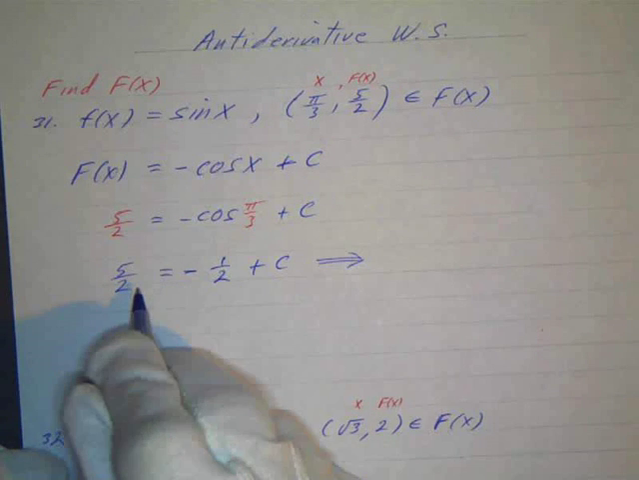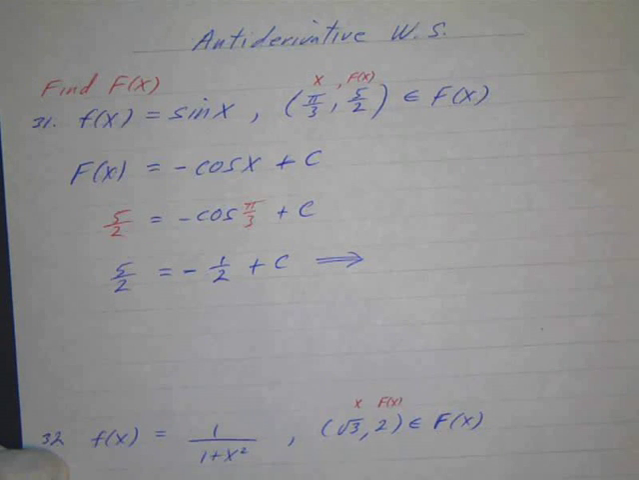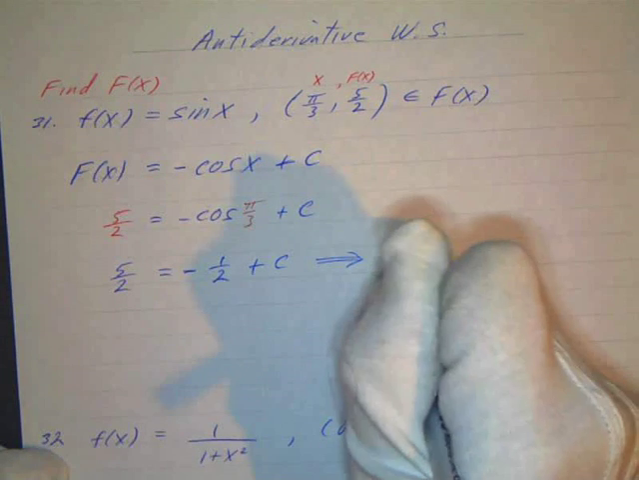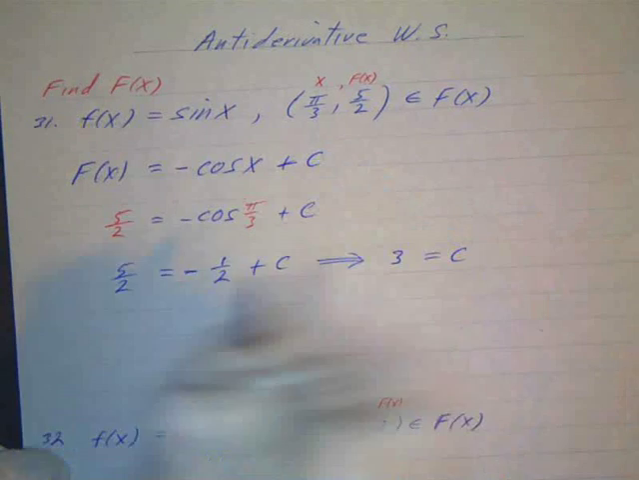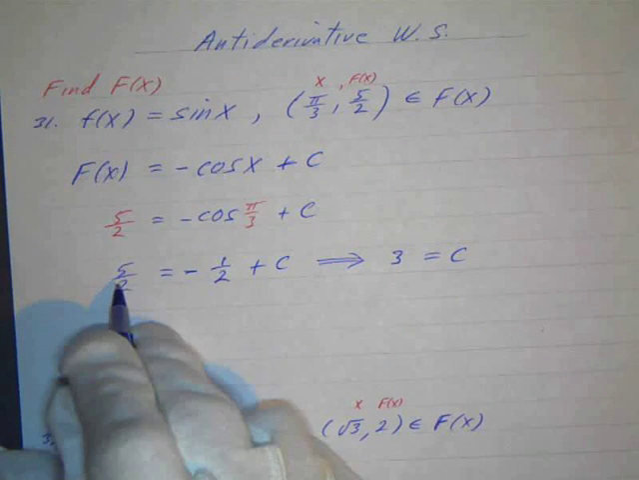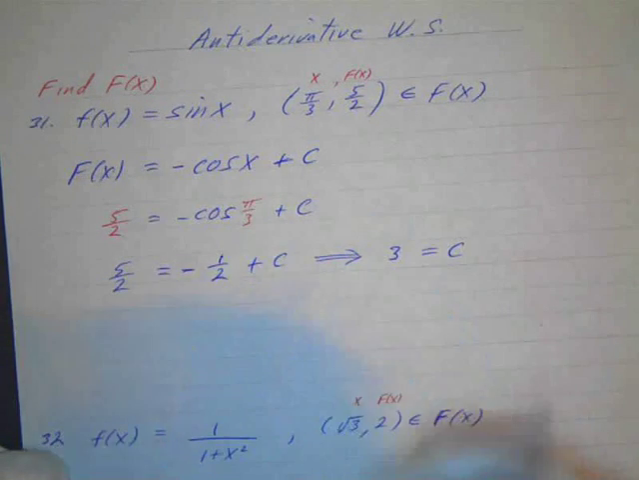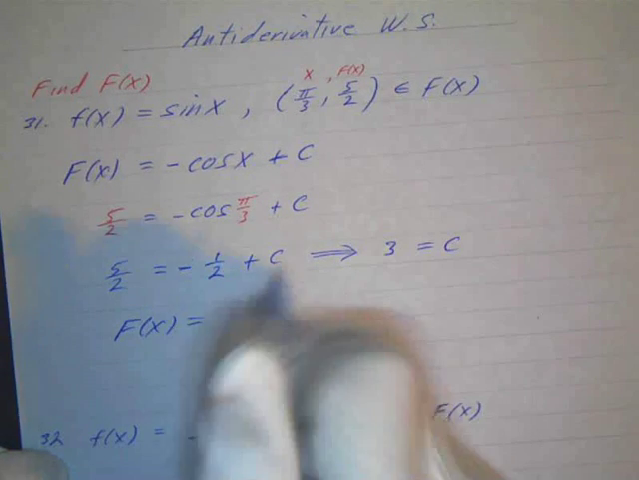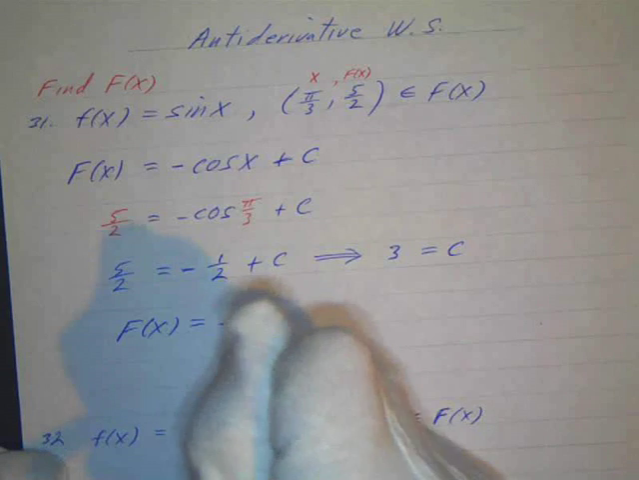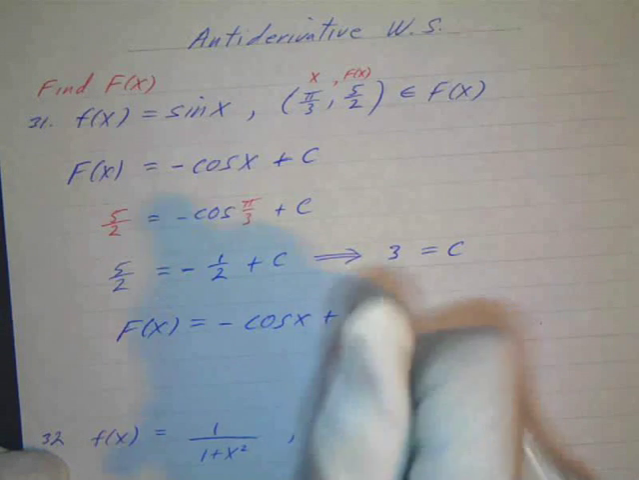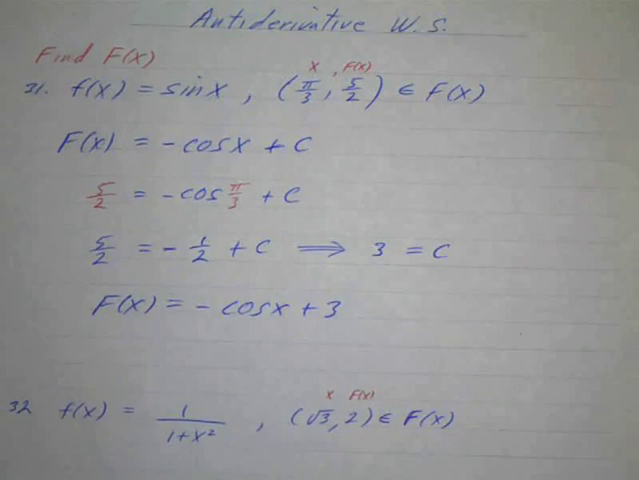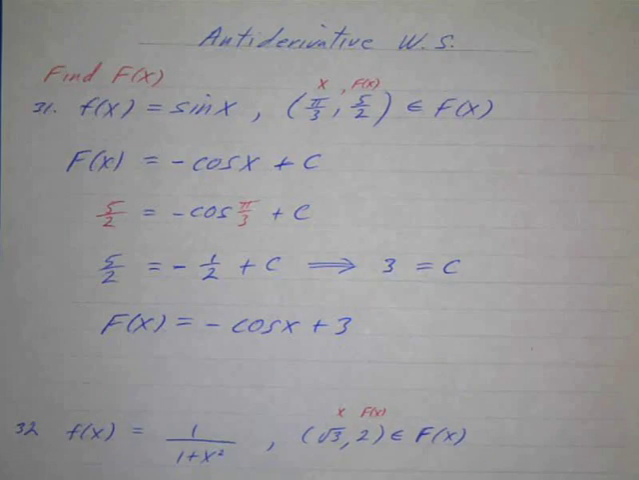And then if I add 1/2 to both sides, I get 6/2 equals c, or 3. That 1/2 plus 5/2 is 6/2. 6/2 is the same thing as 3. So f of x equals negative cosine of x plus 3. All right? Not too hard. Okay, number 32.